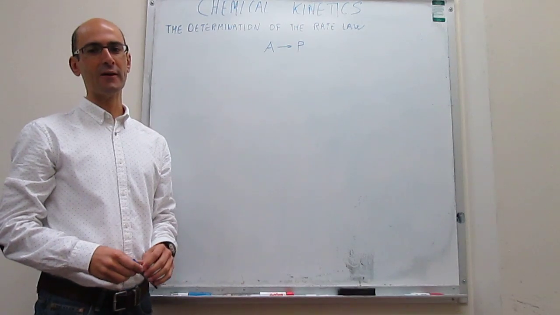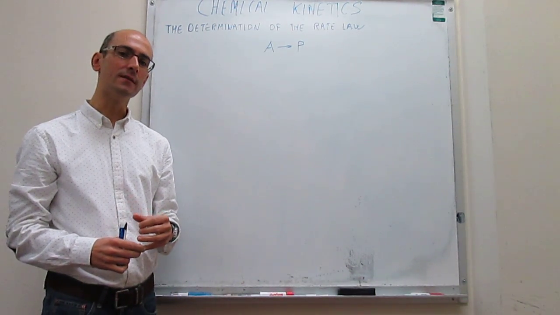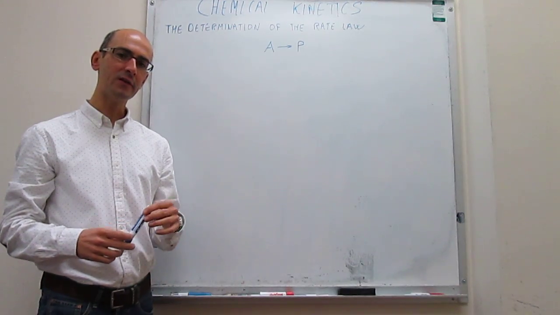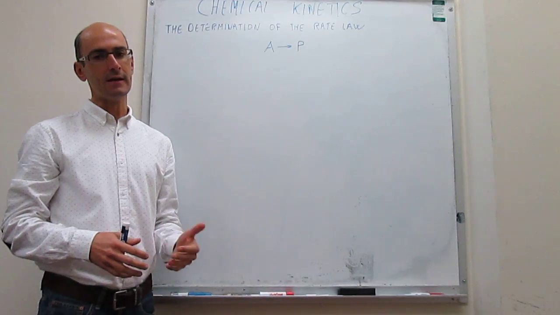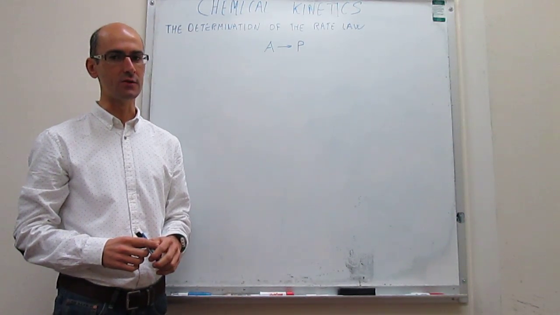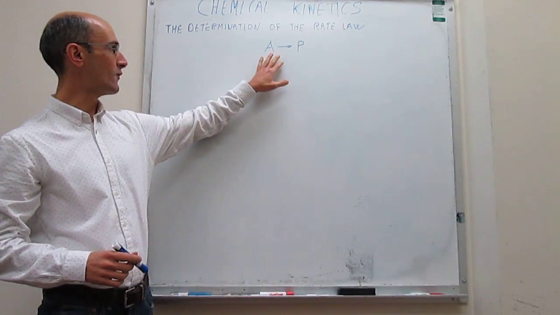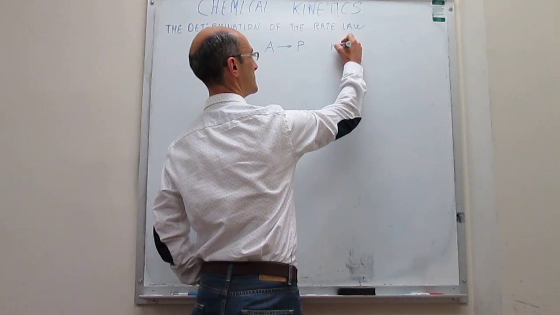In this video, we learn how to determine the rate law using two methods, the integration and the half-life method. In prior videos, we have defined what the rate law of a chemical reaction is. And the rate law is simply how the rate of the reaction depends on the concentration of reagents. So for a reaction A to give products, we can always write the rate law as this.